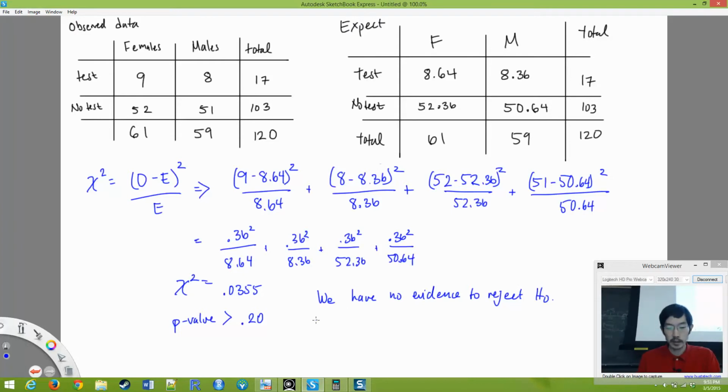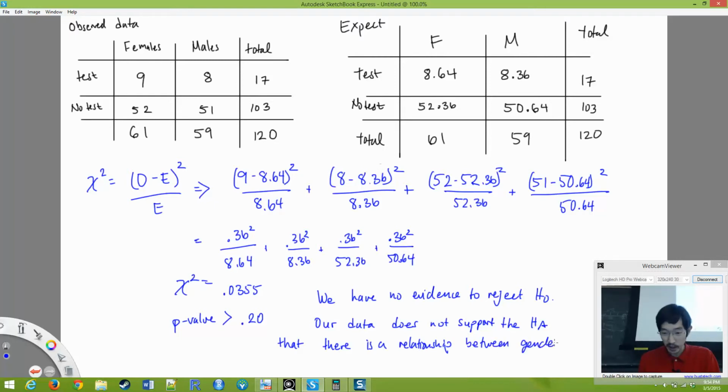Okay, so our data does not support the alternative that there is a relationship between gender and having taken the HIV test.